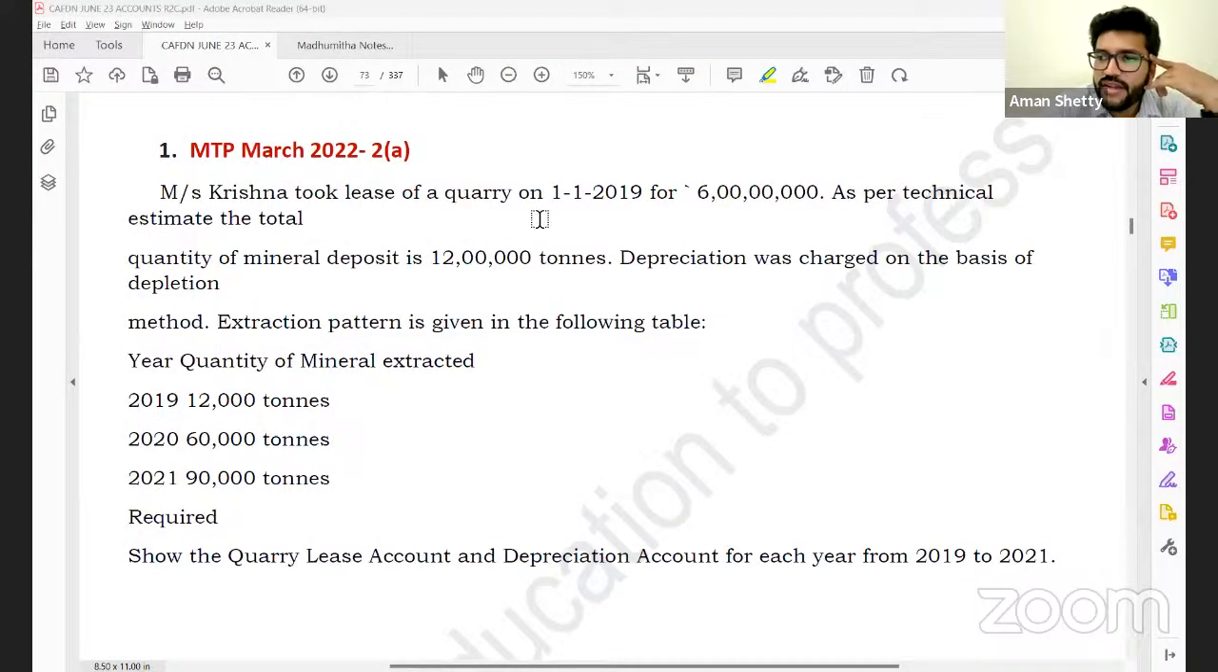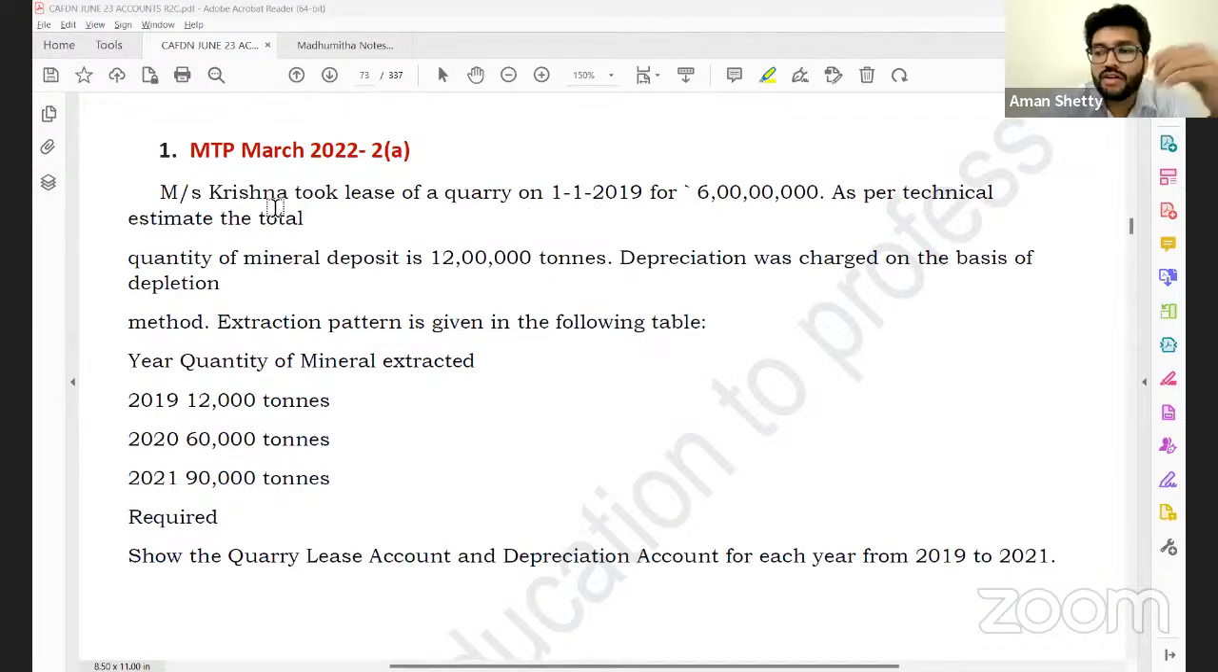Page number 71 of your revision material. I'll just glance through some of the problems, and some we will solve. Okay. Yes, or if you can see the screen. Yes, sir.